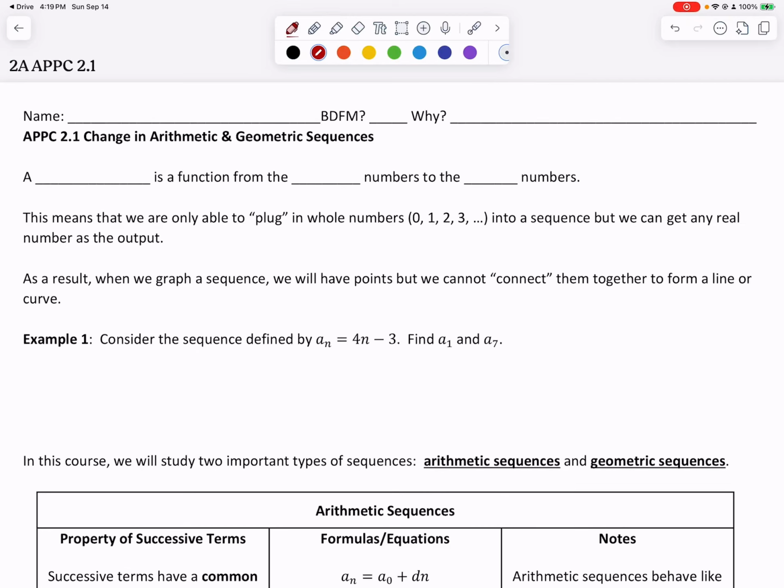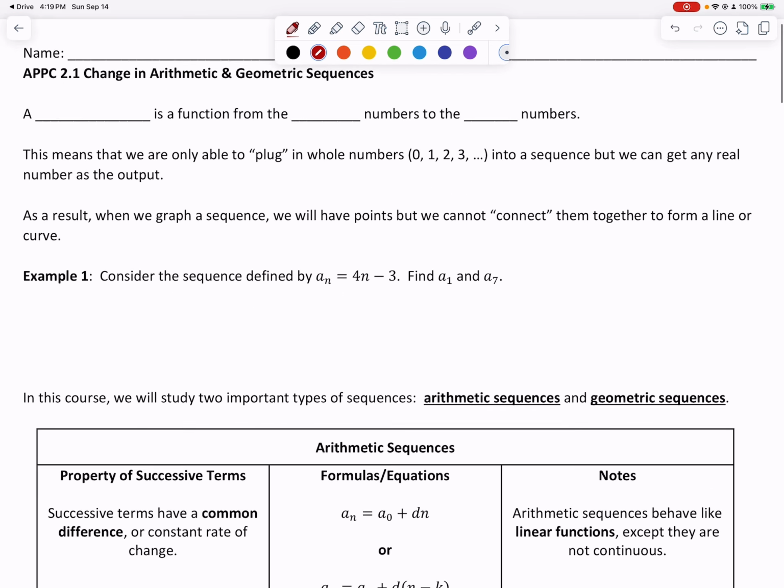All right, folks, this is the first topic in Unit 2A, and the last day I'll be out, so I will see you soon. We are talking about arithmetic and geometric sequences in this topic. So let's first define a sequence.